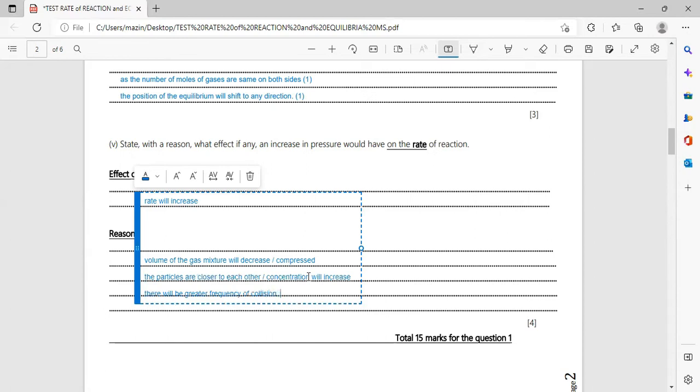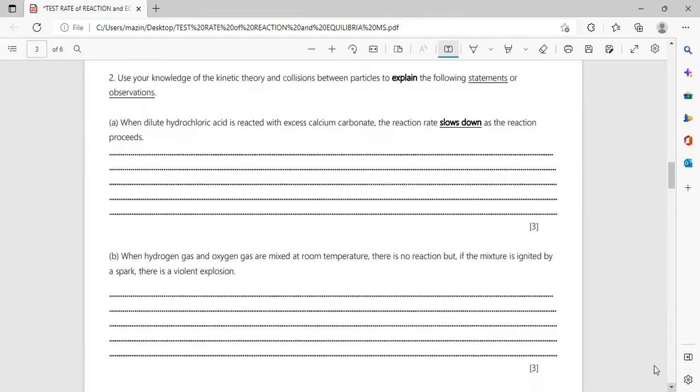I got some of the students to write here about energy, activation energy, or referring to successful collision. This won't get any mark because energy is related to heat or temperature. Here we are talking about pressure. So when you change pressure and particles are compressed, you are not giving them energy. So there are no points here regarding activation energy or successful collision. Are you clear? There shouldn't be anything like energy, activation energy or successful collision.